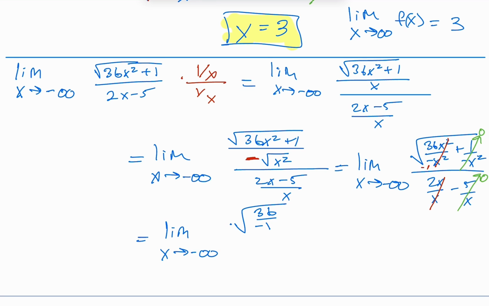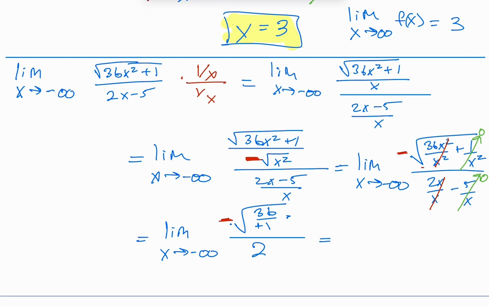I'm sorry, that negative should be on the outside of the square root. Both those negatives should be on the outside of the square root. See how it's on the outside of the square root here. So it should be on the outside of the square root here. So it's actually a positive 1 on the inside. That plus 0 over the 2.